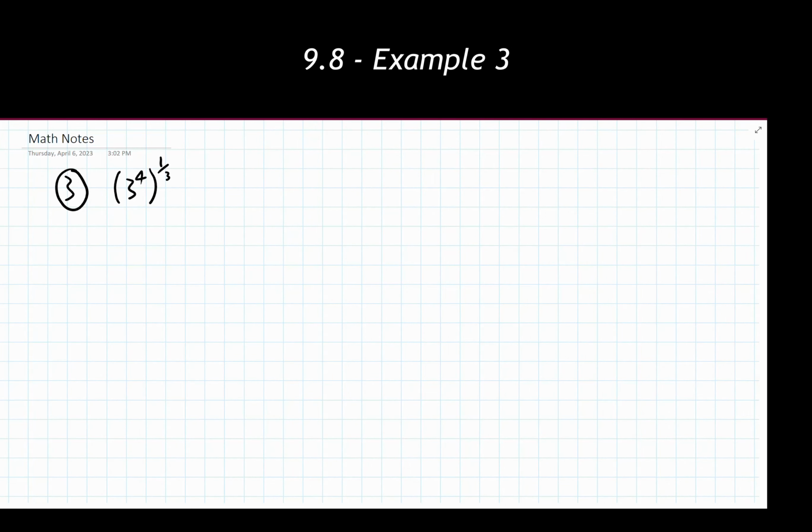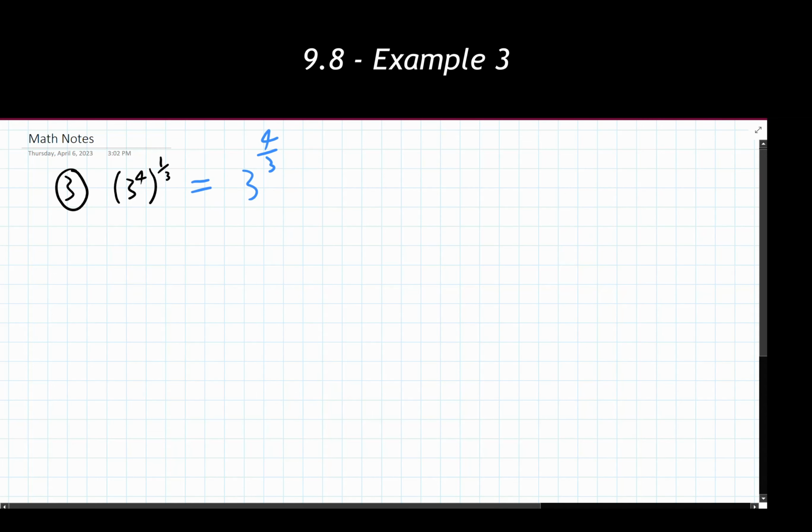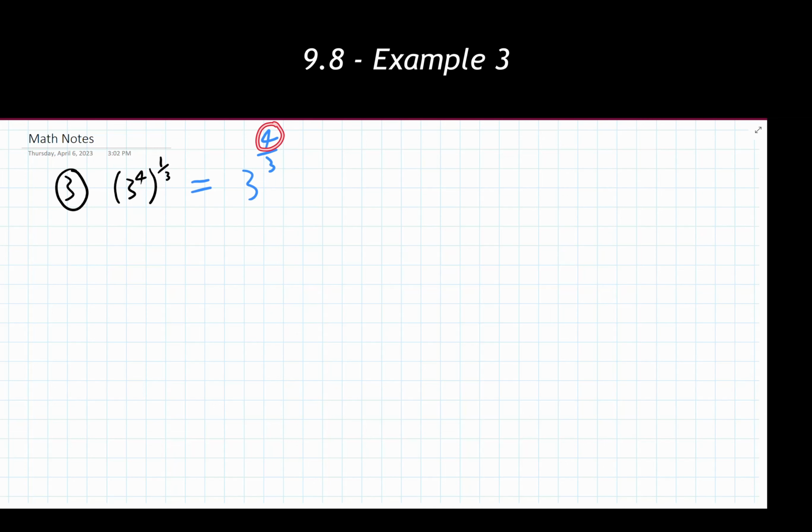Looking at example 3, we have been given something that's already in one of those rewritten forms that we were given earlier on in our notes. So if we wanted to do a slight back step from this, we would say that this is the equivalent of saying 3 to the 4/3 power. 3 is being raised to the 4th power, so that's going to be the numerator. And then I still have this 1/3 here, so it's going to still stay as a 3 in the denominator down below.